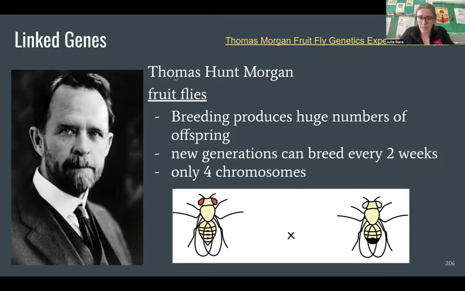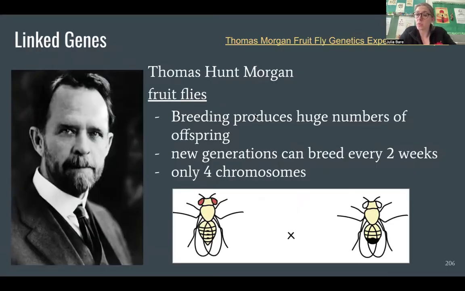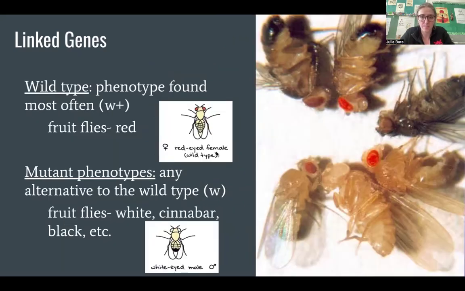So Thomas Hunt Morgan had the same question that we originally started with. What organism should we choose? He chose fruit flies. Fruit flies produce huge numbers of offspring. New generations can breed every 2 weeks, and they only have 4 chromosomes. This is one of the reasons that I am not a geneticist, because I do not want to work with fruit flies. Because if you are a geneticist today, you still work with fruit flies to understand how genetics works and how inheritance occurs in a bunch of different genes.